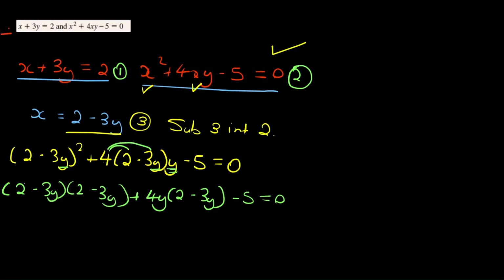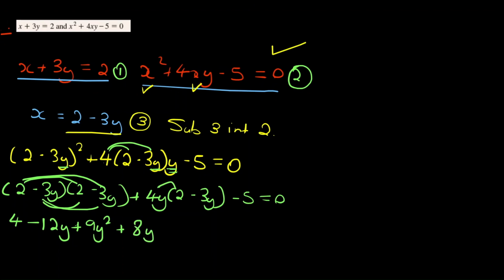So we just multiply 2 by 2 to give us 4. Multiply 2 by -3y, -6y. Multiply -3y by 2 to give us -6y, and -6y and -6y gives you -12y. Then multiply -3y by -3y, it will give you positive 9y squared. Then if you FOIL this out, it will give us 8y, and if you continue, it will give us -12y squared, minus 5 equals 0.